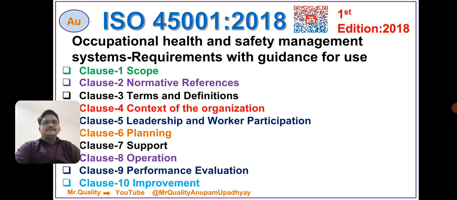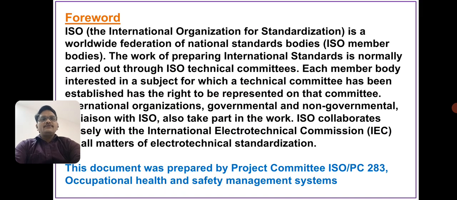The first clause is scope, second is normative references, third is terms and definitions, fourth is context of the organization, fifth is leadership and worker participation, sixth is planning, seventh is support, eighth is operation, ninth is performance evaluation, and clause 10 is improvement. We are going to discuss these clauses in detail. Now first is the foreword of the standard.